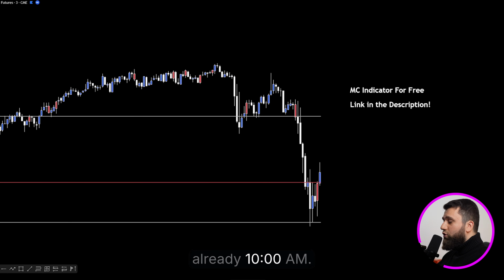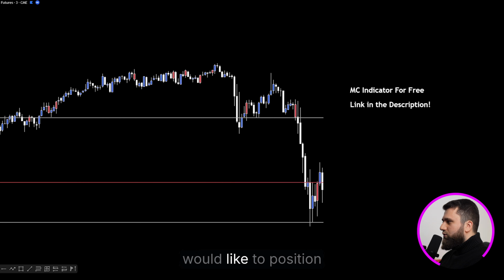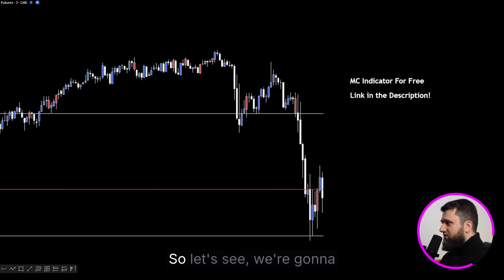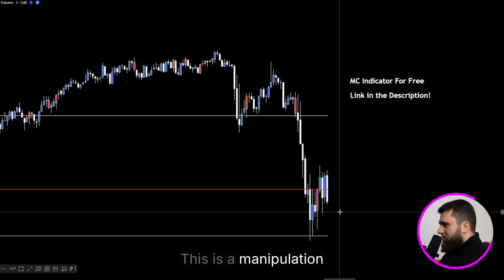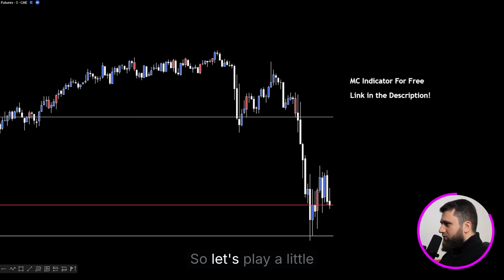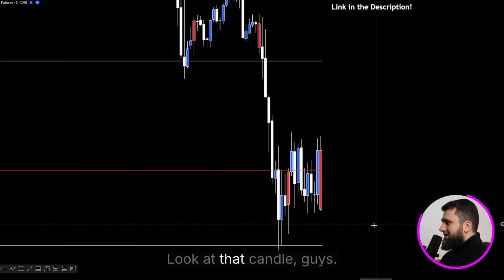So right here it's already 10 a.m. So now I'm interested, you know. We have a bearish trend, so ideally I would like to position myself with the sells. So let's see, we're gonna play another candle here. Oh wow, look at that. Is this a manipulation candle here? Apparently not. So let's play a little bit more of the candles. Right there, beautiful. Look at that candle, guys.